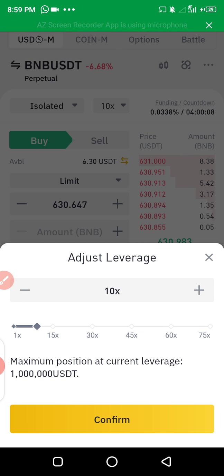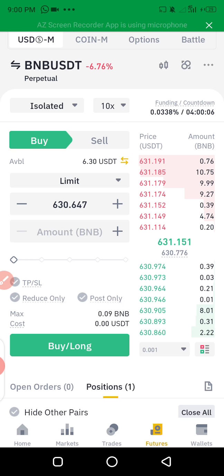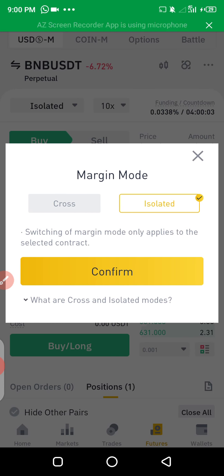So confirm using 10 times leverage with isolated margin. We have isolated margin mode, and we have cross margin mode. With cross margin mode, when your liquidation price is near, you have the ability to transfer money to your margin account so that your money will not be liquidated. So the system will be using the available balance in your account.